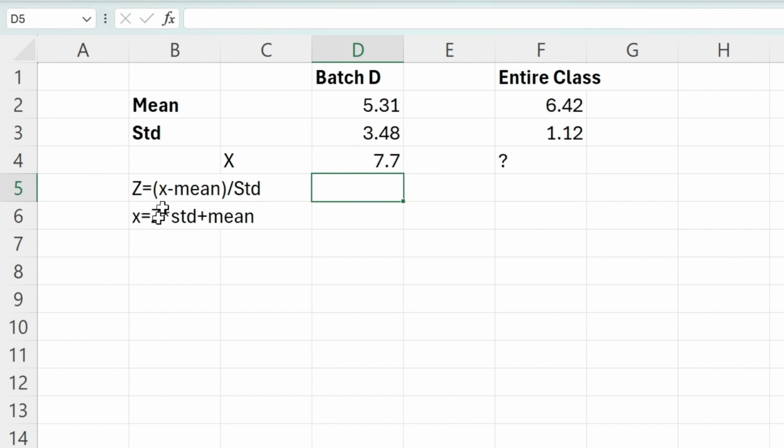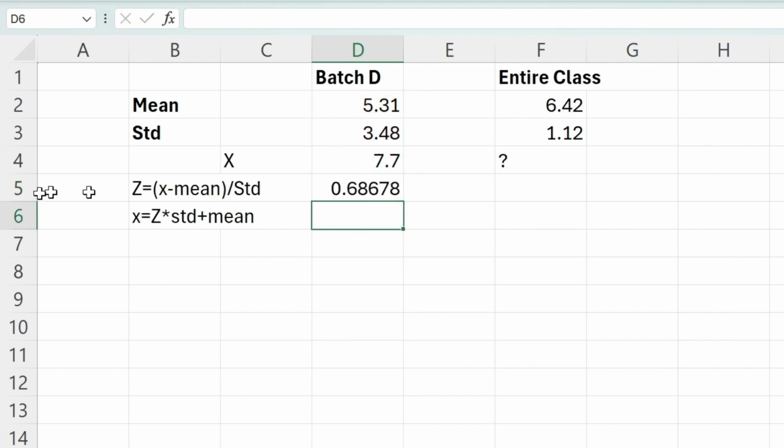For calculating the value of Z, it is important to know that these two terms are in brackets, and then we divide by the standard deviation. So take an empty cell and write the formula: equals, then open bracket. It is very important to mention the bracket here. Then click on X, given in cell D4, minus the mean in cell D2. Close this bracket, divided by the standard deviation. Select the entry given in cell D3. Then press enter to get the value of Z.